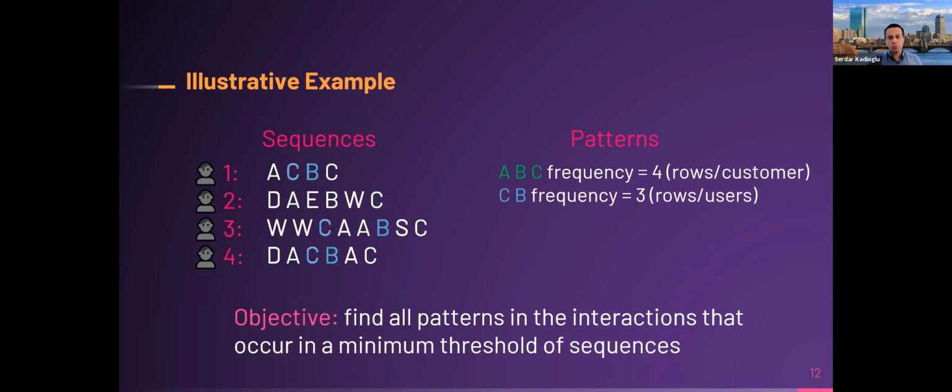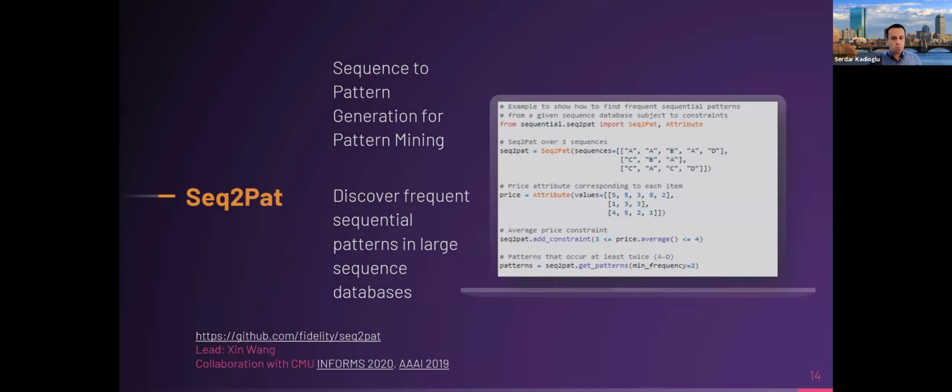So now, wouldn't it be nice to have software that automatically extracts such patterns from sequence databases, such as clickstream behavior that we looked at in the bookstore example? And this is where the sequence to pattern generation library comes into the picture. This is a decision support system for sequential pattern mining, and I'll walk you through an example.